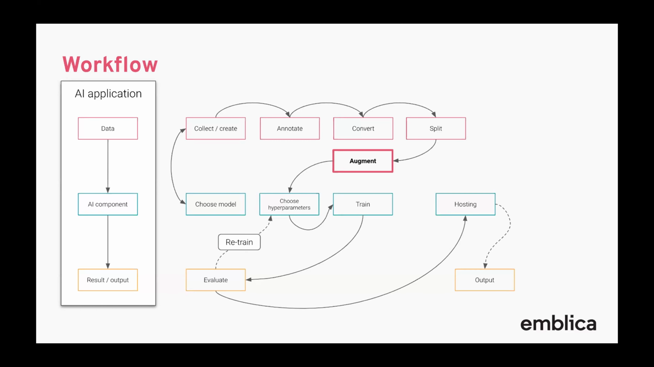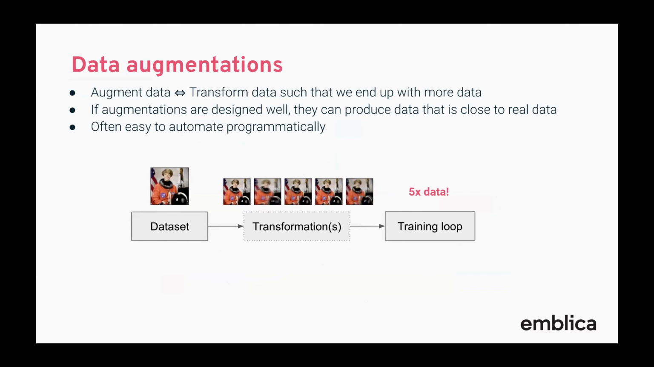Now, what does augmentation mean? Well, it means quite simply that we transform this data such that we end up with more data in our data set. The intuitive way to look at this, or the practical way, is if we, for example, have this picture of this cool astronaut here, and we want to maybe detect the job.